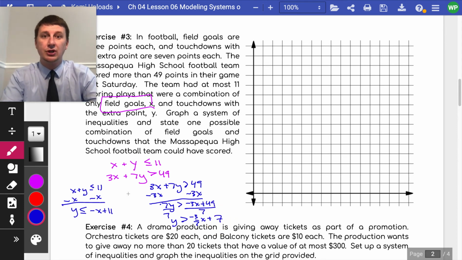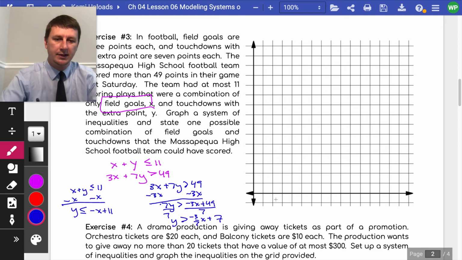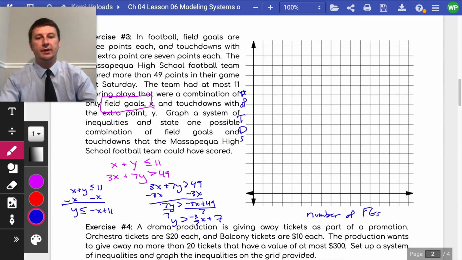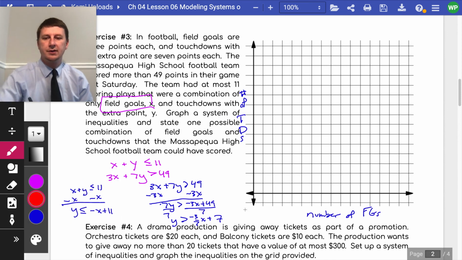I don't think we're going to have to change the scaling on our axes here, but we do want to label these axes. We know our x values are the number of field goals, and our y-axis is going to be number of touchdowns with the extra point. So let's go ahead and graph each of these inequalities. We have y is less than or equal to negative x plus 11. So let's go up to 11.